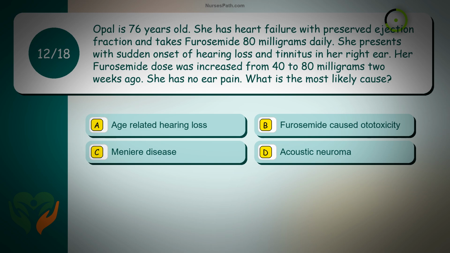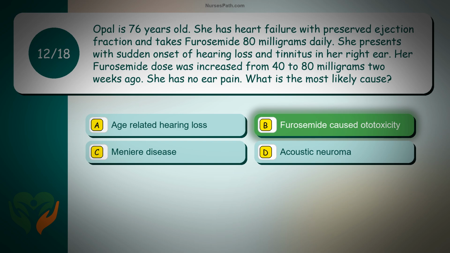Option A. Age-related hearing loss. Option B. Furosemide caused ototoxicity. Option C. Meniere disease. Option D. Acoustic neuroma. The correct answer is option B.